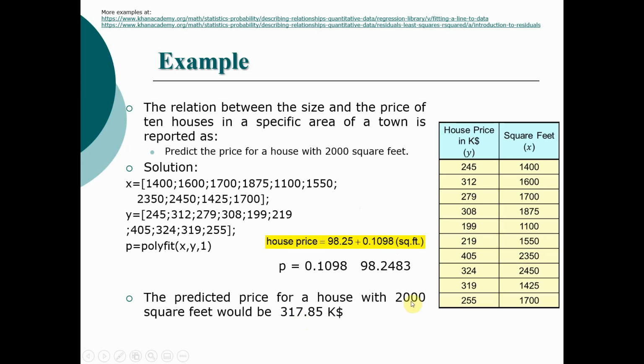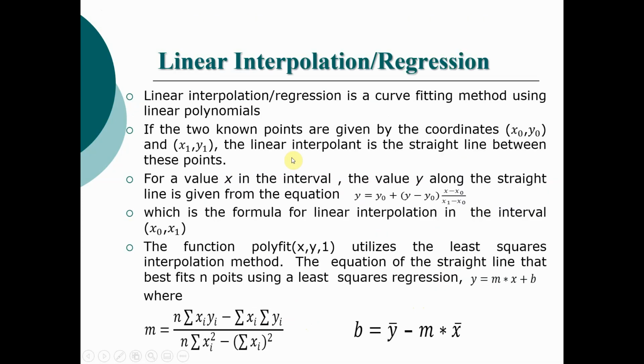Or for x equal to like 2000, right? You can find the approximate price of this house with this much square feet. You can also do it yourself, right?